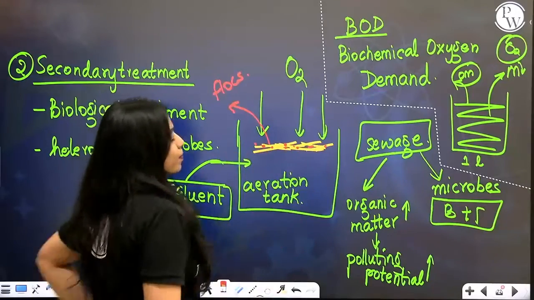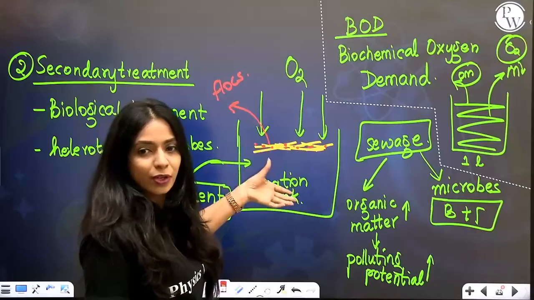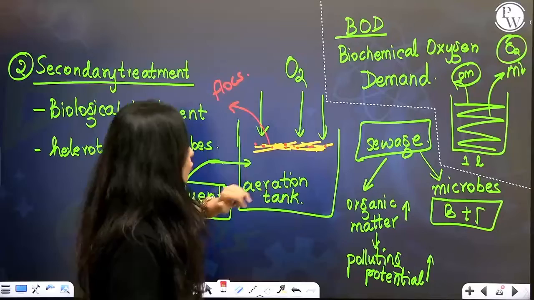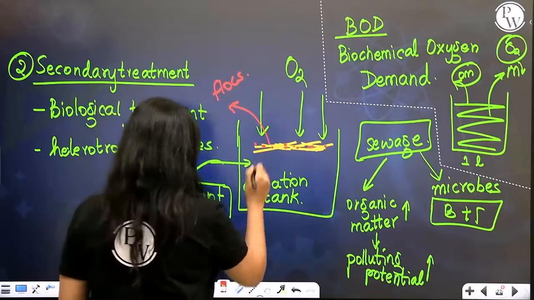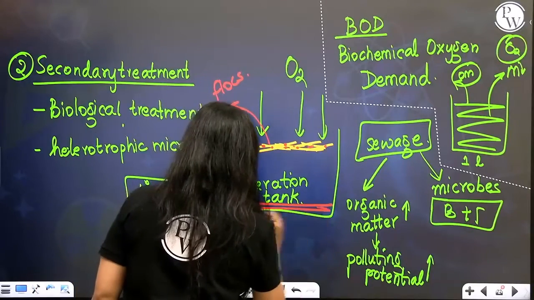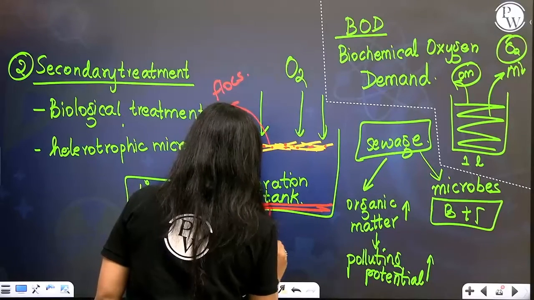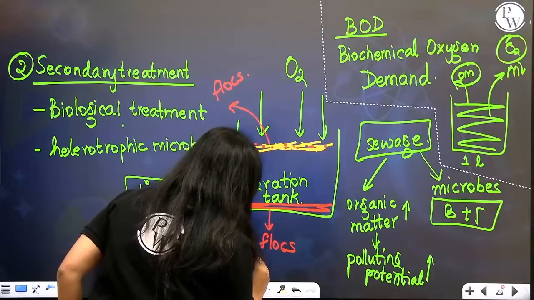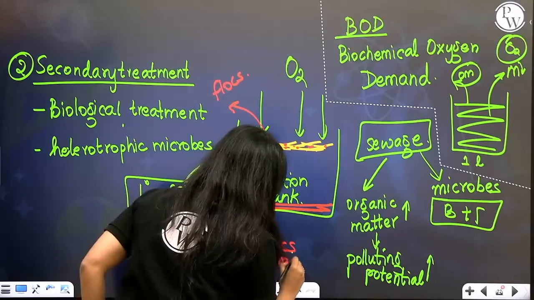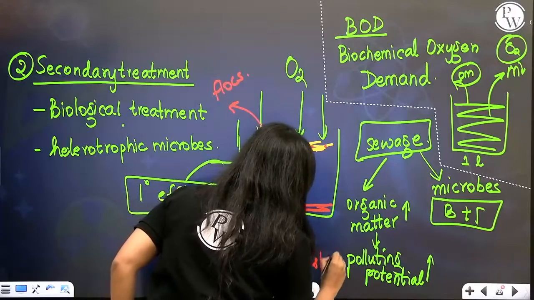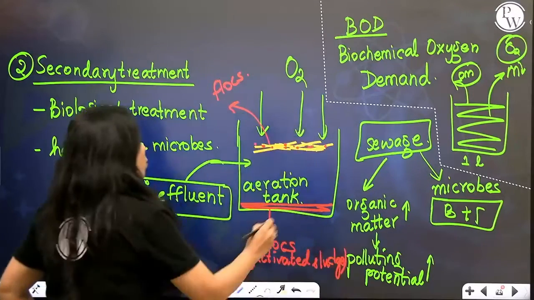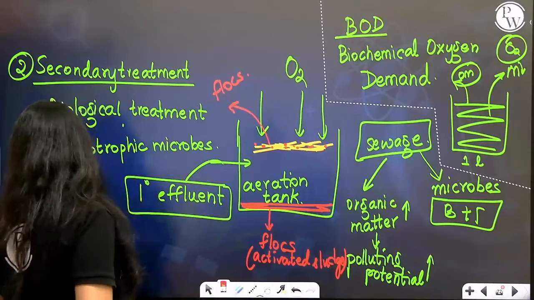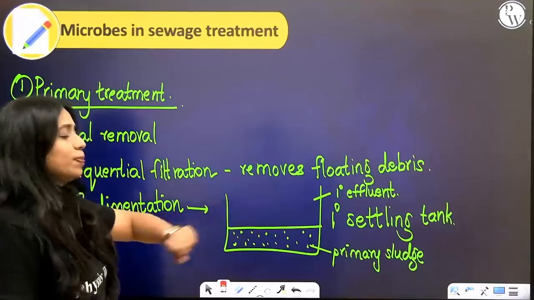As the flocks are getting formed, organic matter in it will reduce. Eventually, you will allow these flocks to settle down. Once these flocks settle down here, we call these settled flocks activated sludge. What we do with this activated sludge is you will remove it. A portion of it you will add as inoculum to the primary settling tank.